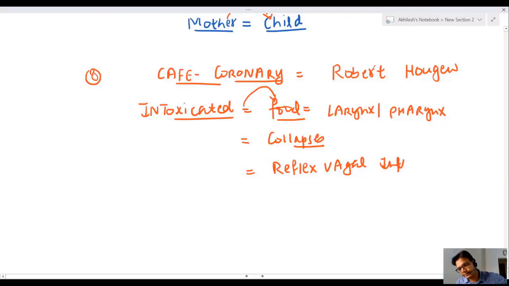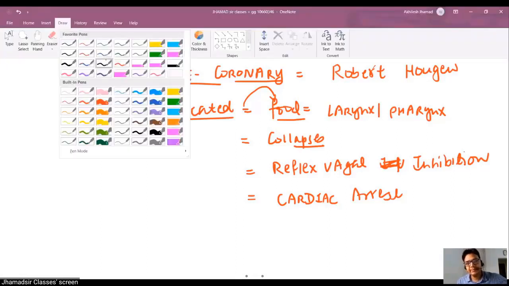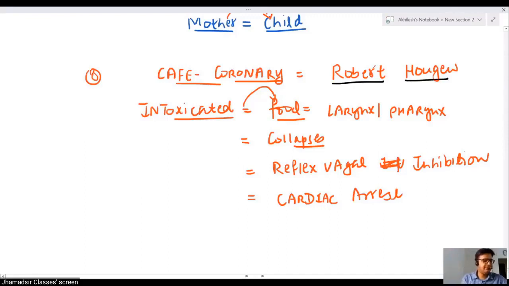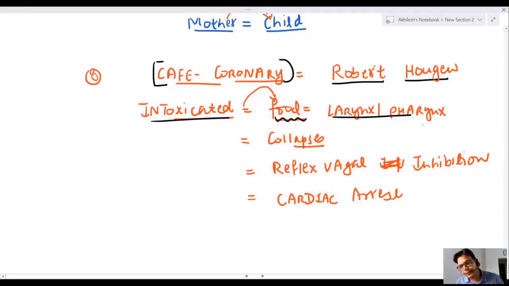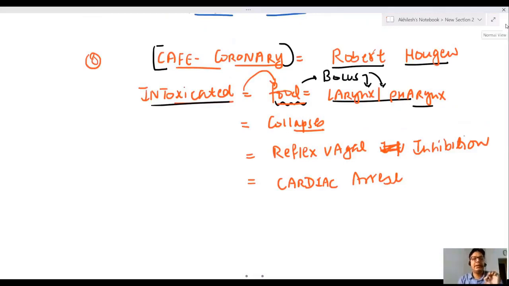This is the cause of death: reflex vagal inhibition, leading to cardiac arrest. This phenomenon is known as cafe coronary. Again, I'm telling you, sir, the word cafe coronary was given by Robert Haugen. But cafe coronary is a type of choking when you are intoxicated and eating some food particle. This food particle acts as a bolus and goes into the larynx and pharynx, causing sudden collapse. And Doctor, what is the mechanism of this sudden collapse? Reflex vagal inhibition leading to cardiac arrest. The second cause of death may be laryngeal spasm.